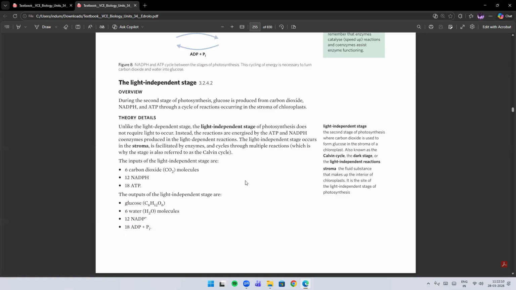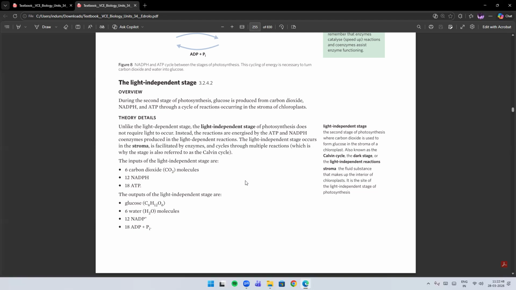The light-independent stage occurs in the stroma, is facilitated by enzymes, and cycles through multiple reactions, which is why the stage is also referred to as the Calvin cycle. The inputs of the light-independent stage are 6 carbon dioxide molecules, 12 NADPH, and 18 ATP. The outputs of the light-independent stage are glucose, C6H12O6, 6 water molecules, 12 NADP+, and 18 ADP plus inorganic phosphorus.